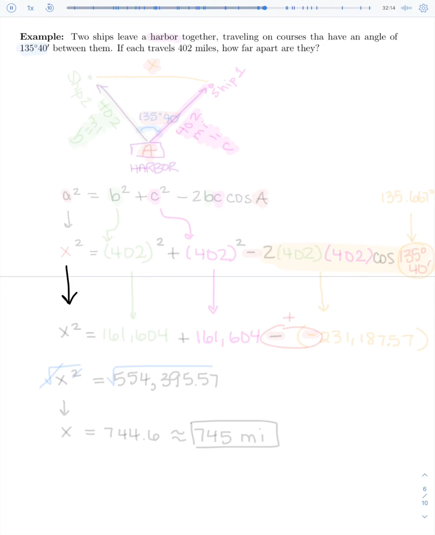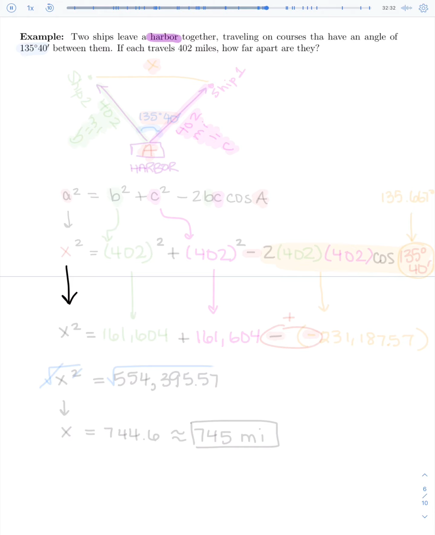Let's take a look at a real life example. So on this next example, we have two ships leaving a harbor together, traveling on courses that have an angle of 135 degrees and 40 minutes between them. Let's stop there. So first of all, we have a harbor.